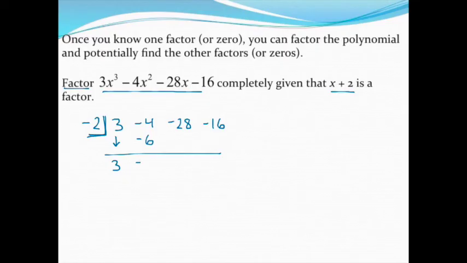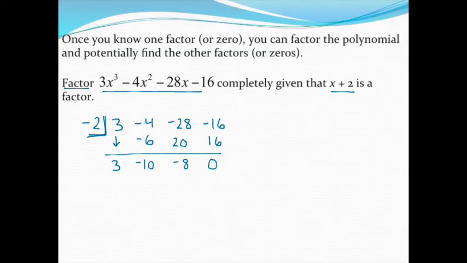Negative 4 plus negative 6 is negative 10. And repeat until you run out of numbers. So now negative 10 times negative 2 is positive 20. Add those values together, get a negative 8. Negative 8 times negative 2 is positive 16. And then add those values together, we get 0.